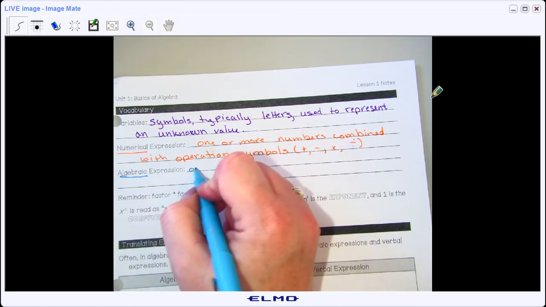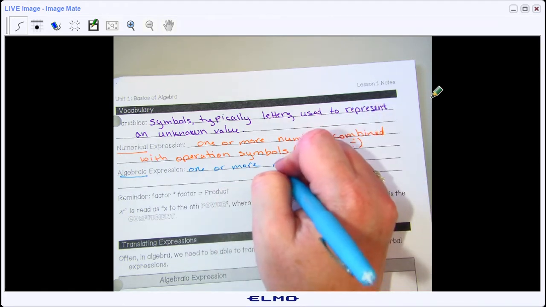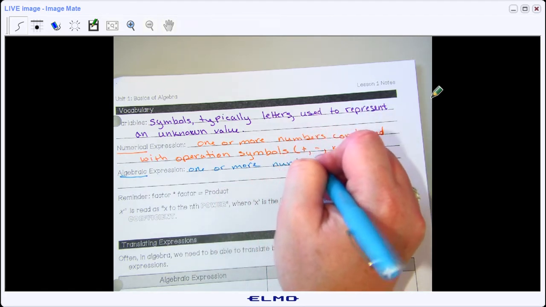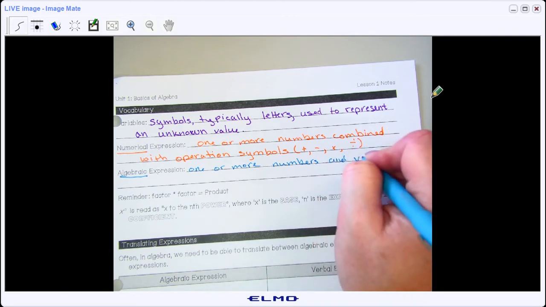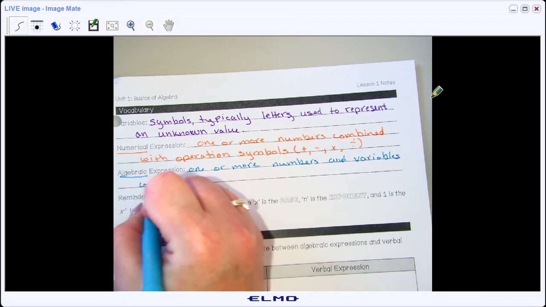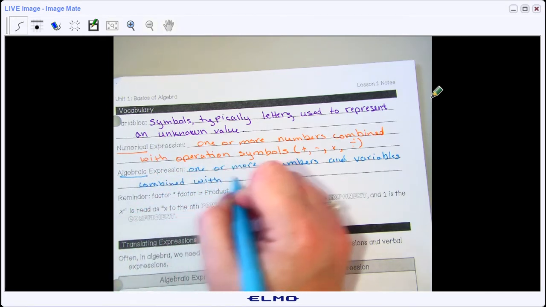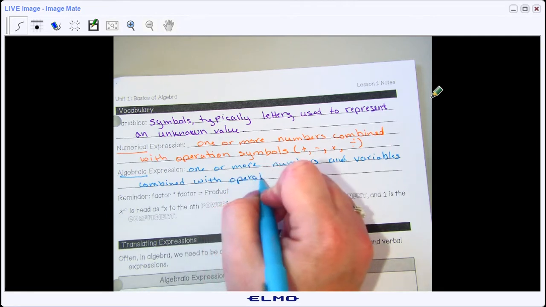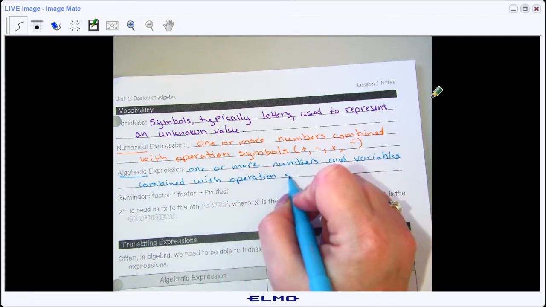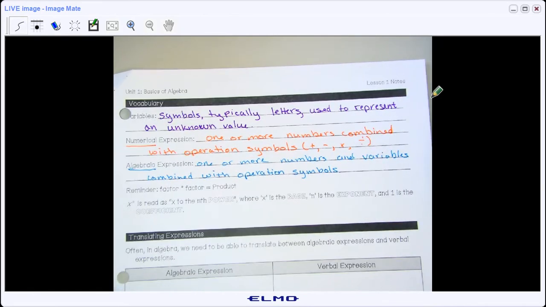Algebraic, however, is one or more numbers and variables combined with operation symbols. So numerical expression means it's purely just numbers. Algebraic expression is where those variables start coming into play.